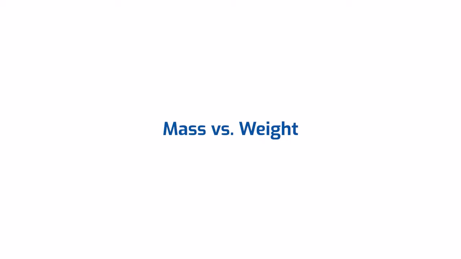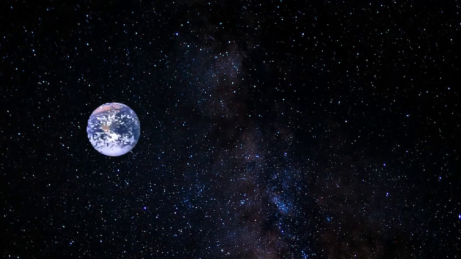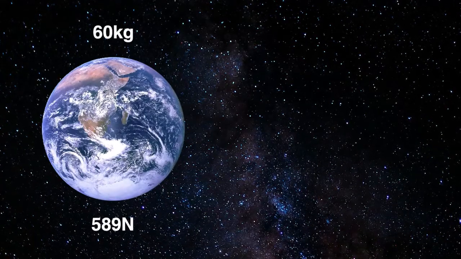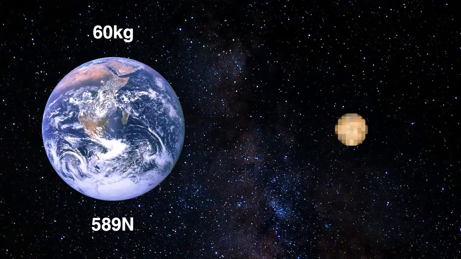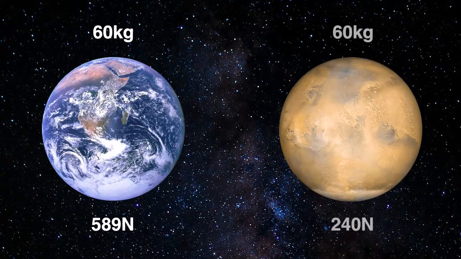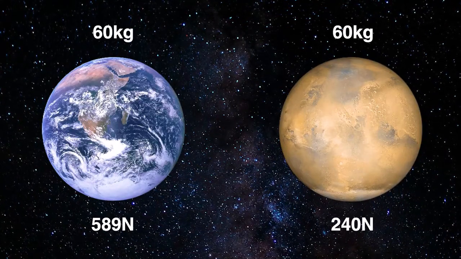Mass is often confused with weight. Weight measures the force gravity exerts on the mass of an object. The base unit of force is a newton. For example, if you have a mass of 60 kilograms standing on Earth, your weight is 589 newtons. Standing on Mars, your mass stays the same, 60 kilograms, but your weight is 240 newtons.